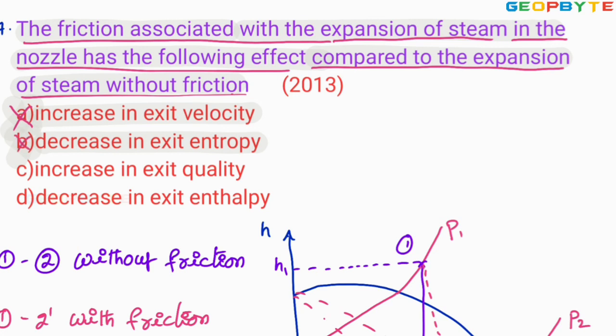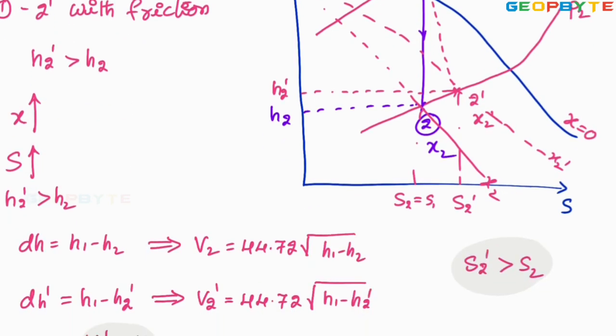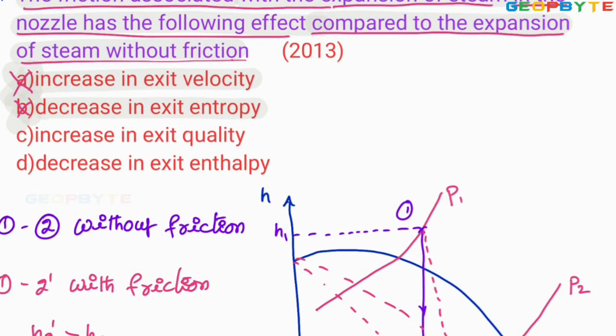Come to the third option, increase in exit quality. Yes, quality increases. Because of the friction, the quality of the steam increases. It means X2 dash is greater than X2. So therefore option C is absolutely correct. I hope all of you got my point. Let's take the last problem.